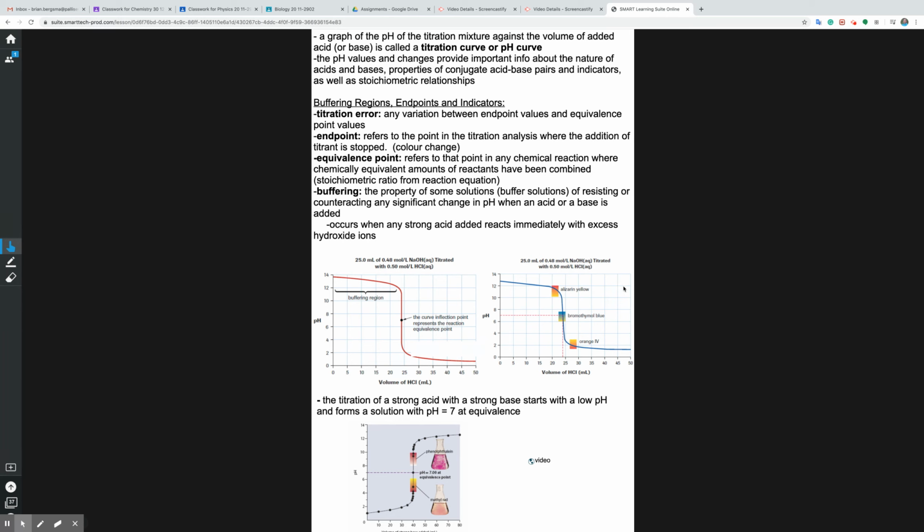The titration of a strong acid with a strong base always starts with a low pH and forms a solution with a pH around 7 at equivalence. Whenever you get a strong acid and strong base, it doesn't matter whether you start with the base or start with the acid, you're going to have an equivalence point around 7. So that's something key to remember for that one.